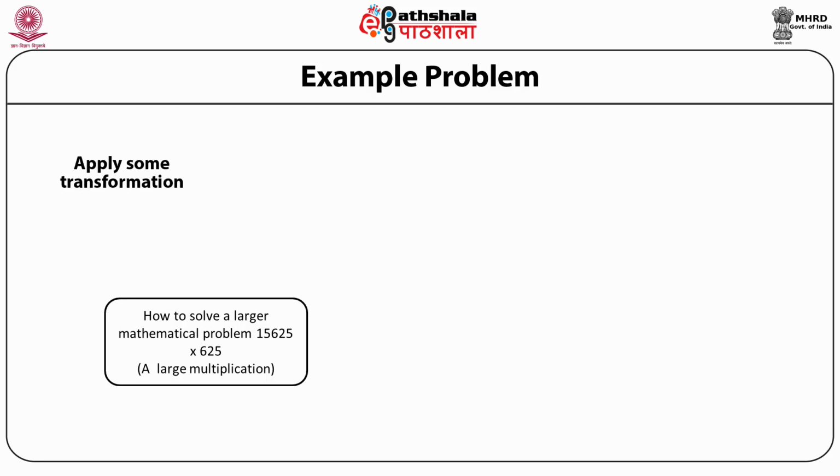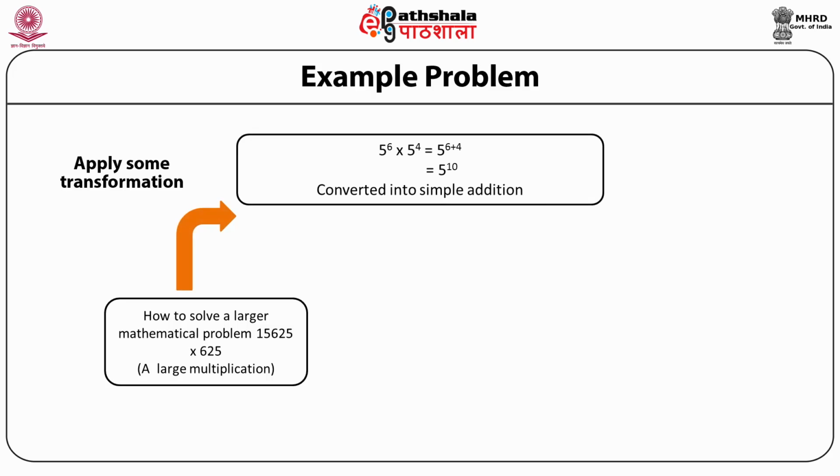is to write the same in terms of powers. For example, 15,625 can be written as 5 power 6 and 625 can be written as 5 power 4. Then 6 plus 4, we can just add it, 5 raised to the power 10. Now this, which was a complicated multiplication problem, has been converted into a simple addition problem. Now what we have to do? We have to take an inverse of 5 power 10. How can we take a 5 power 10 inverse? It is better that we refer to a table which has all the powers of 5 written down.